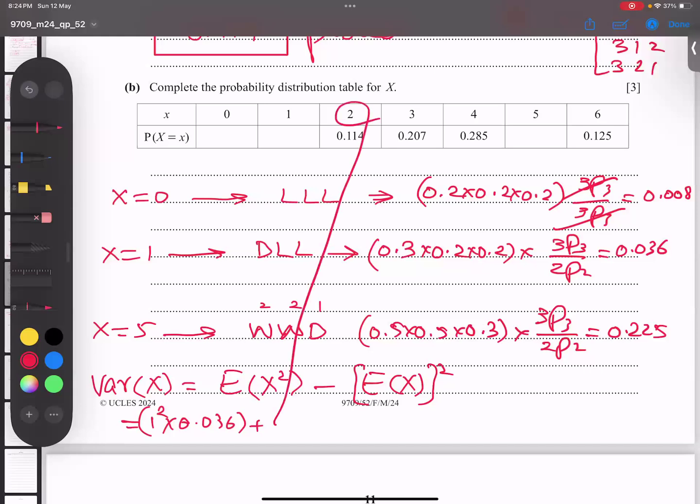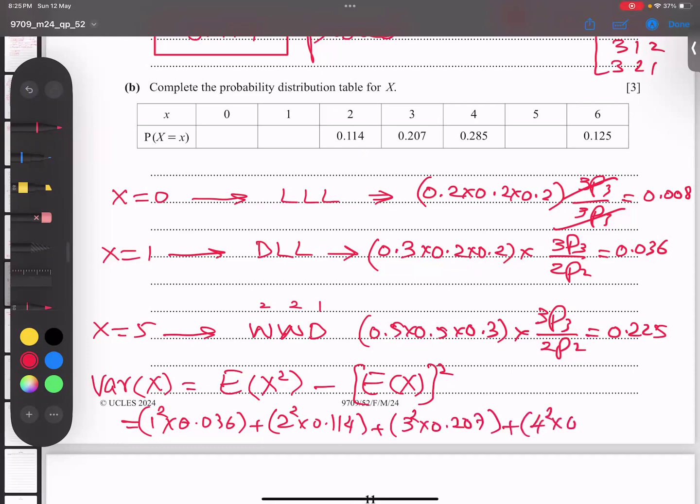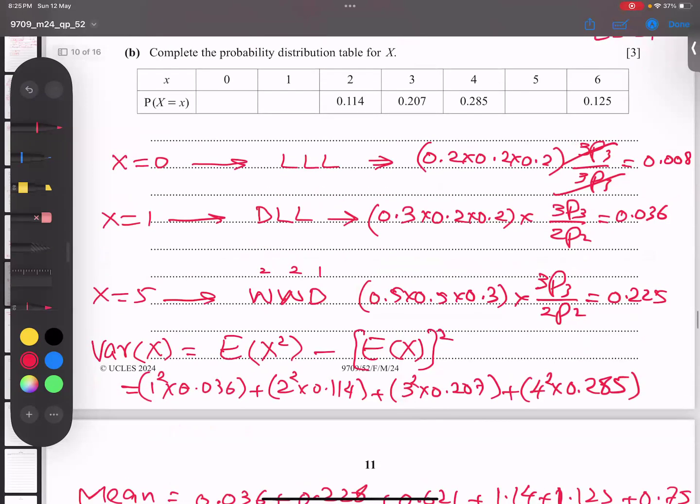Okay, 2 square, 0.114. 3 square, 0.207. 4 square, 0.285. Space issue, so I'm writing it below. 5 square multiply with this number. 6 square times 0.125. So students, I think it's clear, and minus, I think I missed one thing, and I have to drag slightly up above.